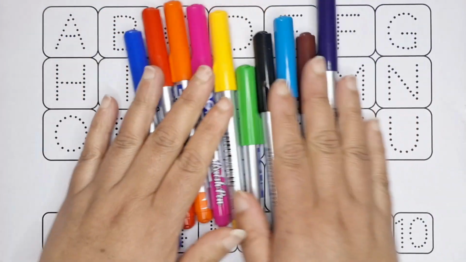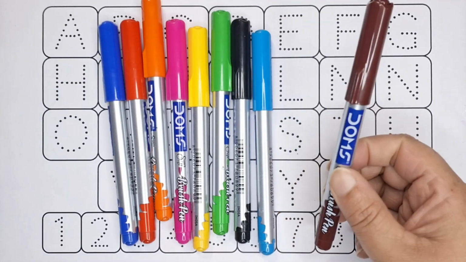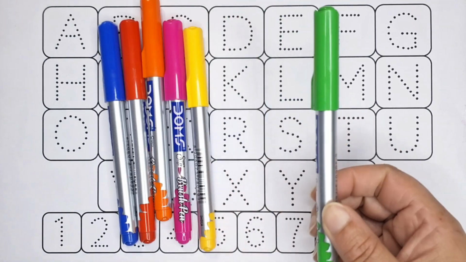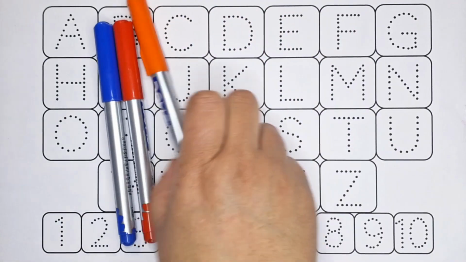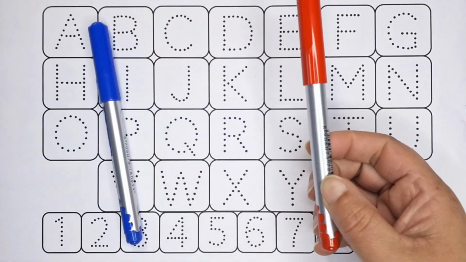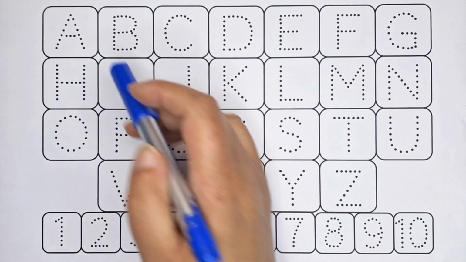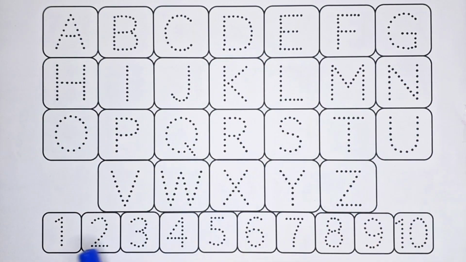Hello kids, let's learn colors name. Purple color, brown color, sky blue color, black color, green color, yellow color, pink color, orange color, red color, blue color. Kids, आज हम पढ़ेंगे alphabet A, B, C, D, Z तक and number 1, 2, 3 counting 10.